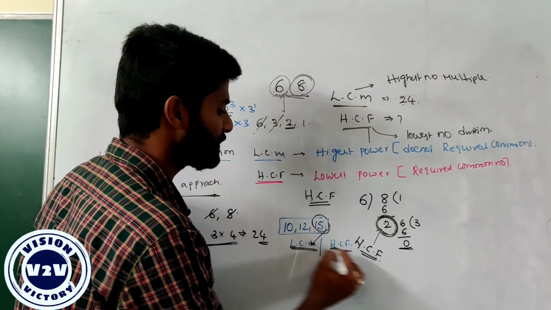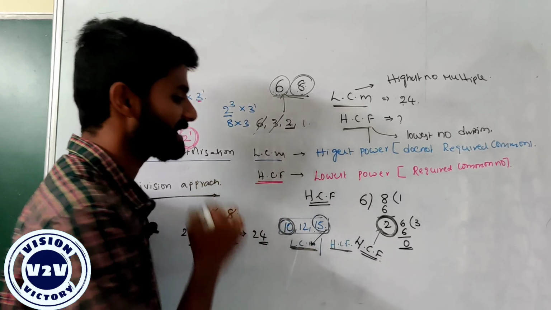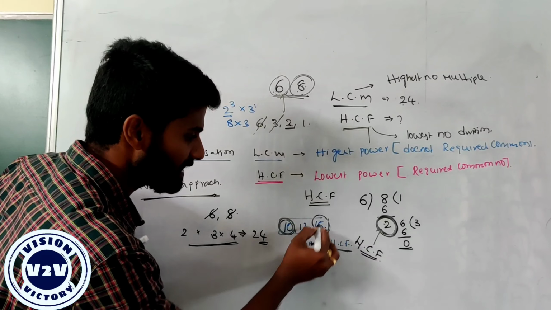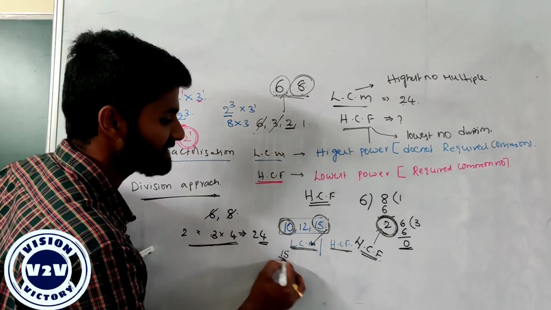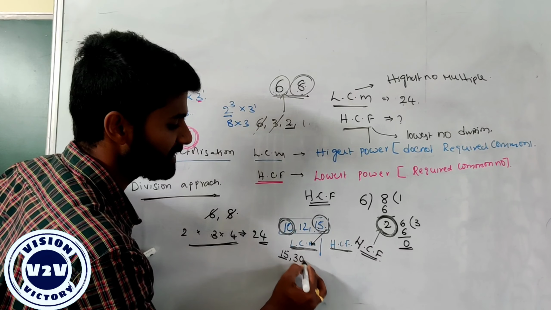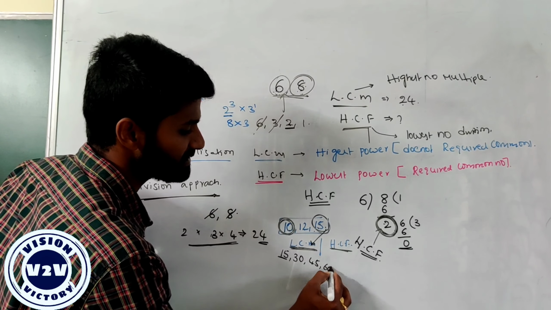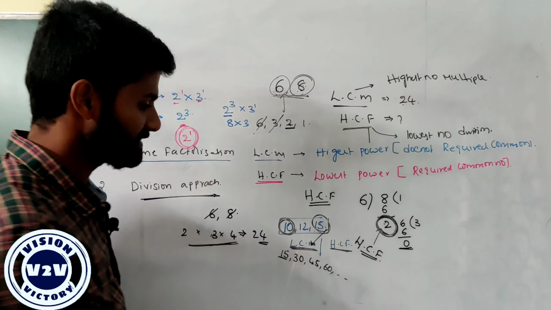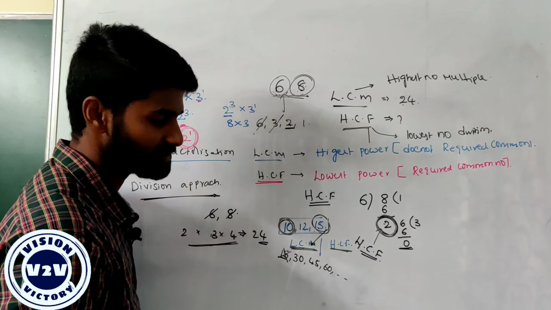If you want the HCF, the lowest number is what can be decided as the HCF. If you want the LCM, here we have 15. Consider the multiples of 15: 15, 30, 45, 60 and so on. Then see, 15 is not cancelled in terms of 10.